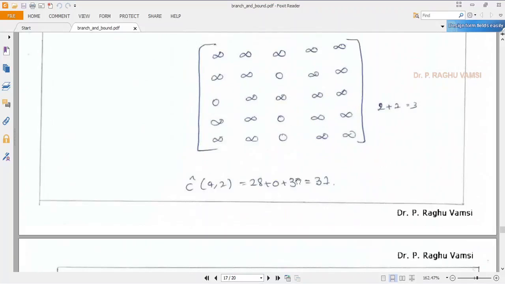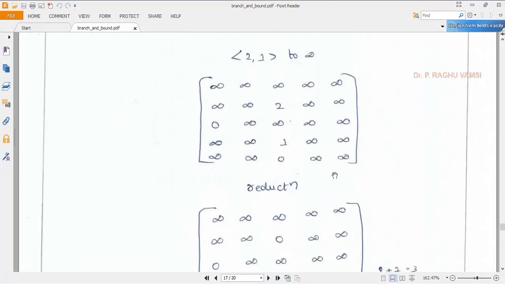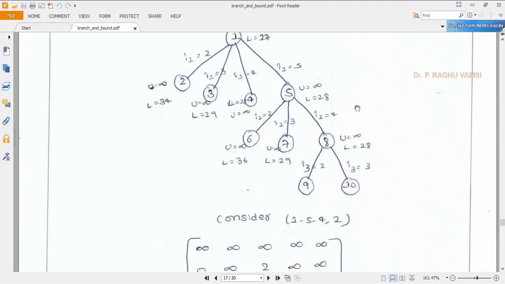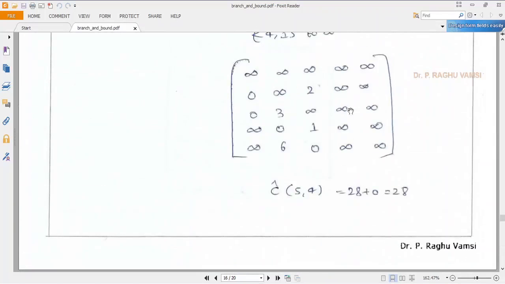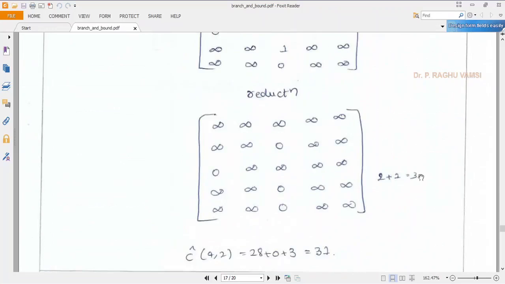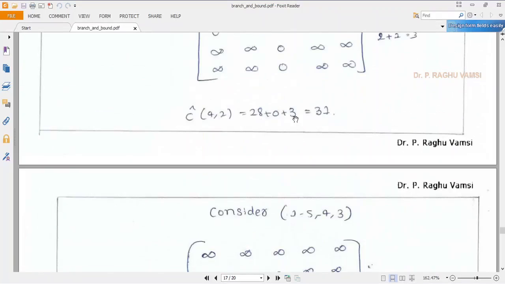So the previous cost, that is the cost that we have considered from 5, is 28. Plus it is 4 to 2. The cost of 4 to 2 in the matrix that we have obtained previously: in the previous matrix, by visiting 1 to 5 and 5 to 4, the resultant matrix will have 4 to 2 as 0. The same 0 will be considered. So 28 plus 0 plus the cost reduced in the current step, which is 3. 28 plus 0 plus 3 is equal to 31.